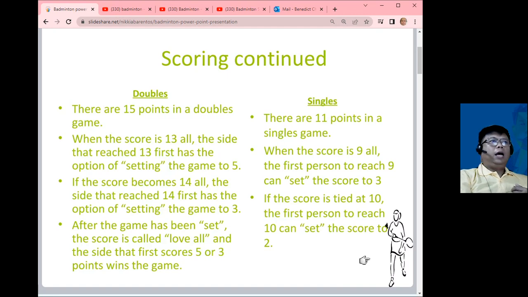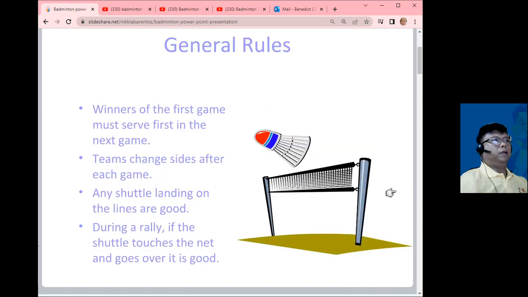Now in singles, we follow also the 21 point, not the 11 point anymore, wherein again we are also following the two point score adjustment, and as much as possible we try to get into set all score for each game. So general rules. Winners of the first game must serve first in the next game.